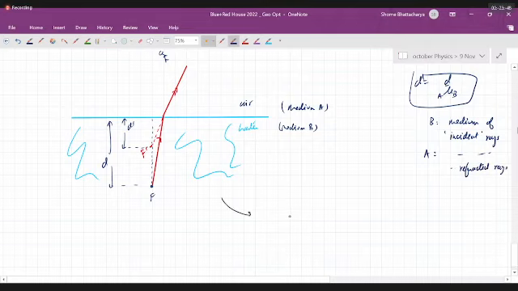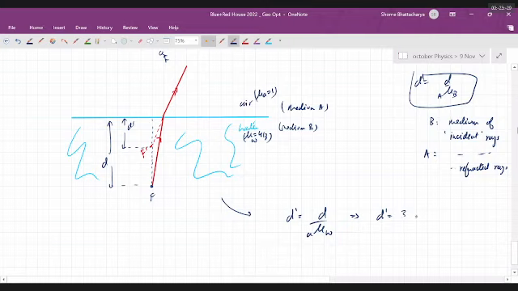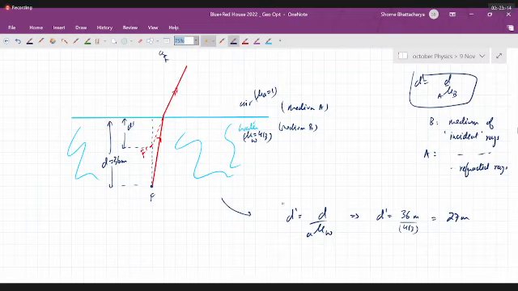So here our D prime will be equal to D divided by mu of water with respect to air. So this will be the real depth, which was 36 meters divided by 4 by 3. So 27 meters. Okay. So now to the bird.